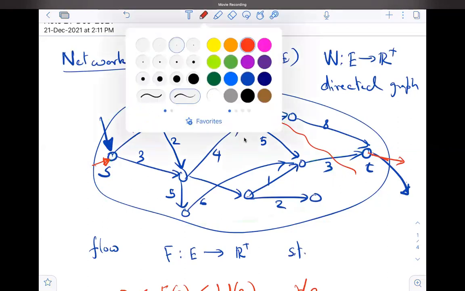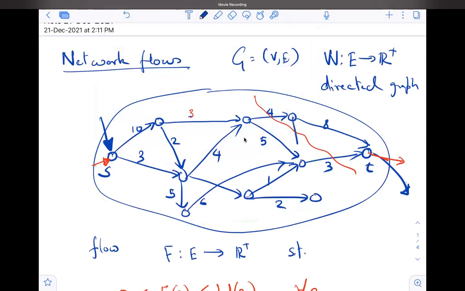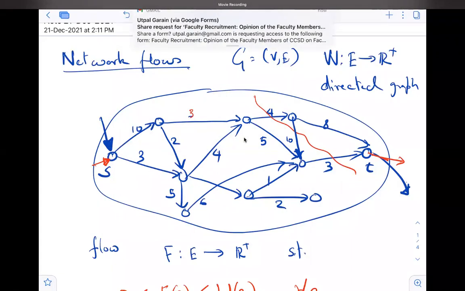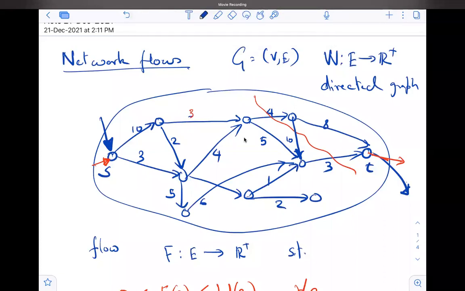So maybe I can add some more edges or vertices also. Let me say there is a vertex here, which is 10, going in this direction. But even then, the sum of the weights of the edges that are crossing from the S side to the T side of this wall is bounded. The sum is 4 plus 3, which is 7. So clearly from this graph, you cannot have more than 7 units of weight flow, right?